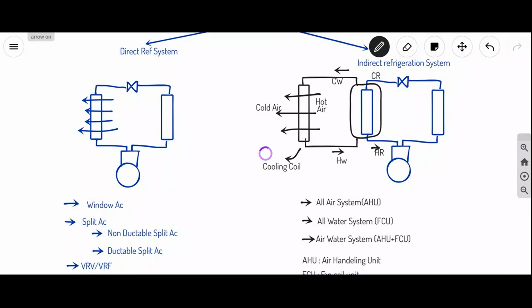Sir, under direct refrigeration system, you have mentioned VRV and VRF. Can you elaborate what that is? What is the full form? I'll come to it one by one. First, I'll explain window AC. What is window AC? Why is it called window AC?